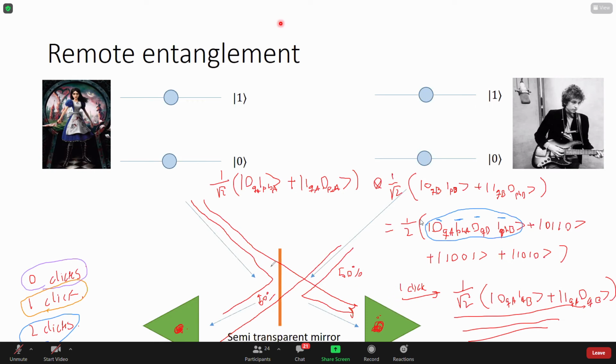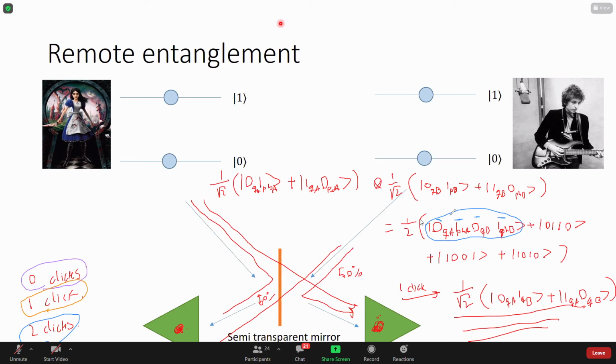Because of the semi-transparent mirror, we don't know if they go to this detector or the other direct detector, but we know that we get 2 clicks in total. Either one of the detectors clicks 2 times, or they both click 1 each time. And then we just mark the correct.